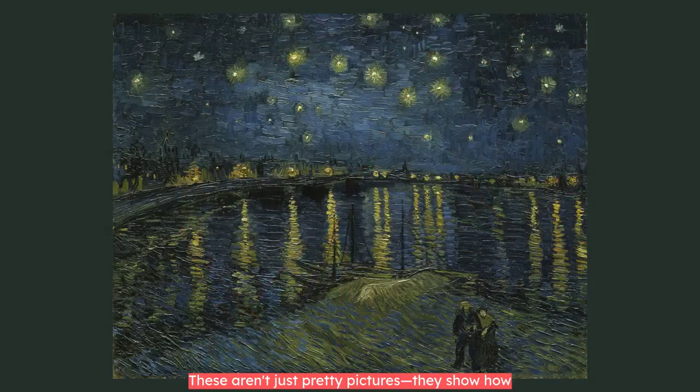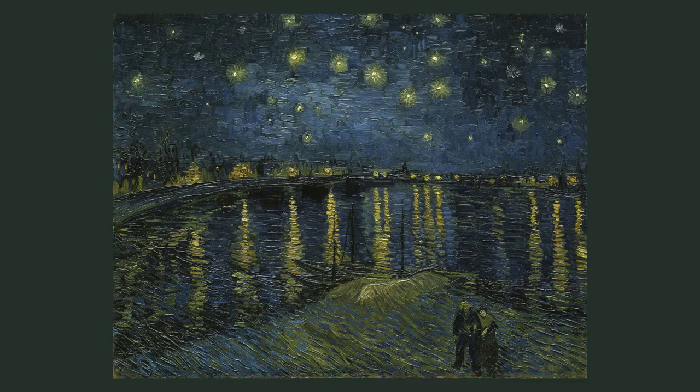These aren't just pretty pictures. They show how rhythm can communicate ideas, like harmony in nature or the chaos of a stormy night. A great example is Van Gogh's Starry Night over the Rhone, a painting of Arles at night.